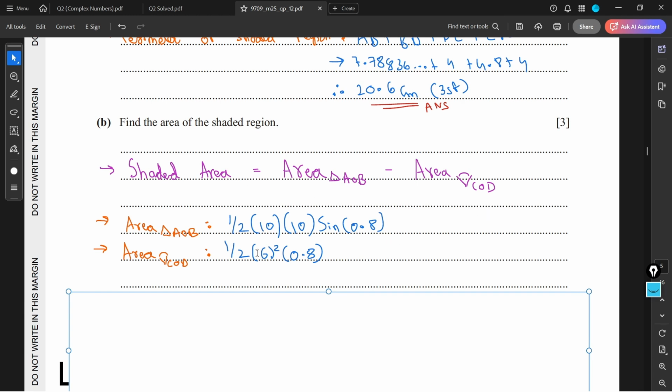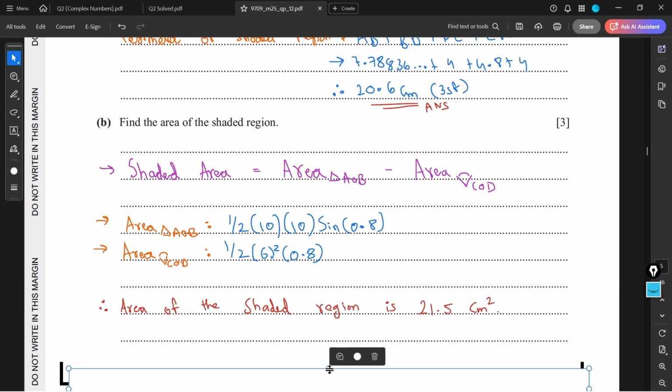Half AB sine C minus half r squared theta. If you put this in your calc, the final answer for the area of the shaded region you will be getting will be 21.5 centimeters square. So that is how you do this question.